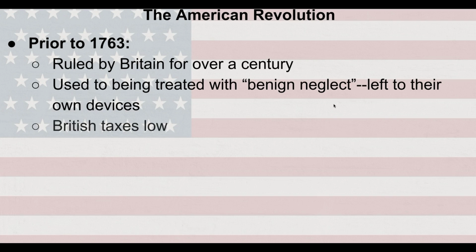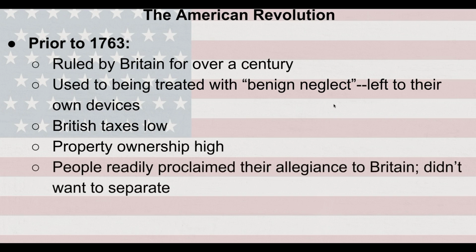As long as the colonies kept paying the British taxes, they were not too concerned, and the British taxes were relatively low. And property ownership in the colonies was relatively high, and people readily proclaimed their allegiance to Britain. They didn't want to separate from Great Britain. There was no real movement in this direction prior to 1763.